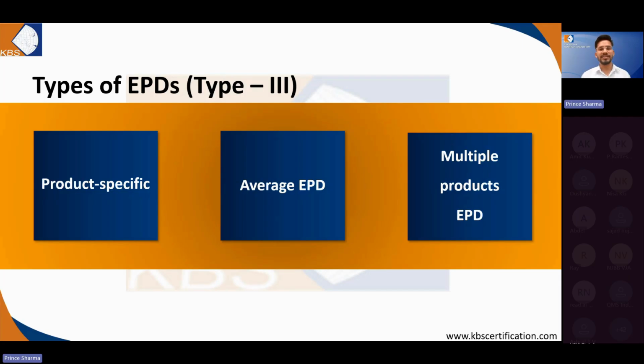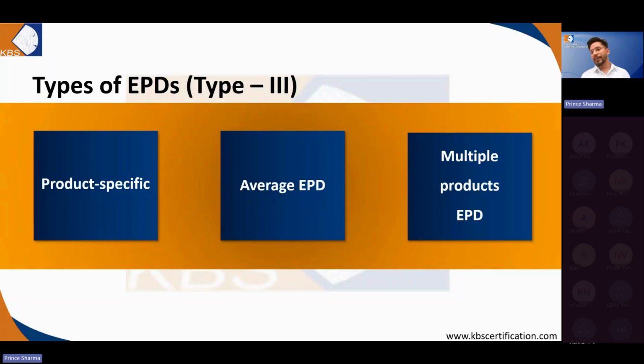By that, the average data they will be choosing from the various industries, and the secondary data will be chosen in this. So the results will be varying, and the uncertainty will be very high in the average EPDs, while in product specific EPDs, the uncertainty will be very less, and particularly if we talk about the data will be from the primary sources only, and very less from the secondary sources.